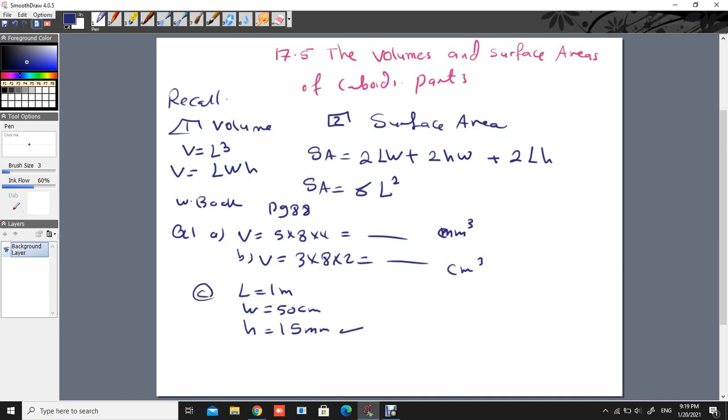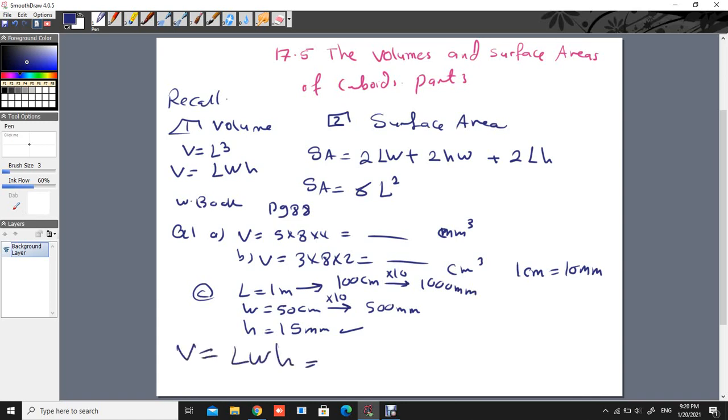So this already exists. Now 50 centimeter, you need to multiply by 10. So 50 times 10, 500 millimeter. Remember that 1 centimeter equals 10 millimeter. Now this is 1 meter. You have to change 1 meter to millimeter. So first of all, 1 meter equals 100 centimeter, and 100 centimeter, multiply 100 by 10, which is 1000 millimeter.